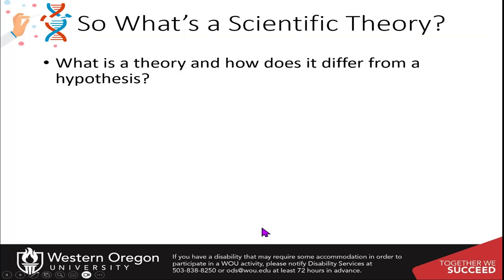So how does a scientific hypothesis differ then from a scientific theory? Because in general terms, we use theory to actually mean a hypothesis. We might say, oh, my theory about why that happened is this. But that's actually not a theory. That's a hypothesis. Theory and hypothesis differ from one another.